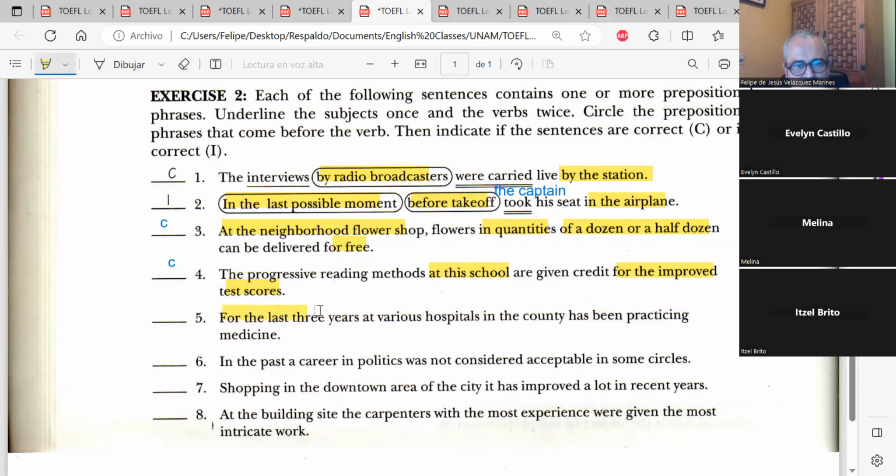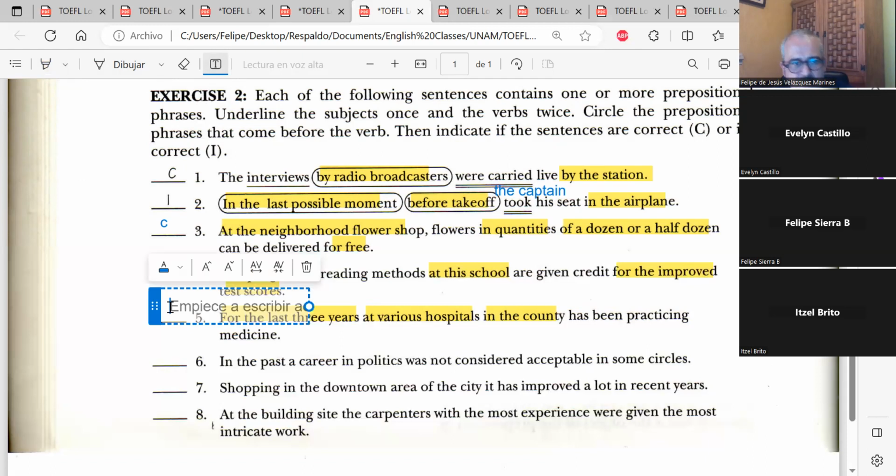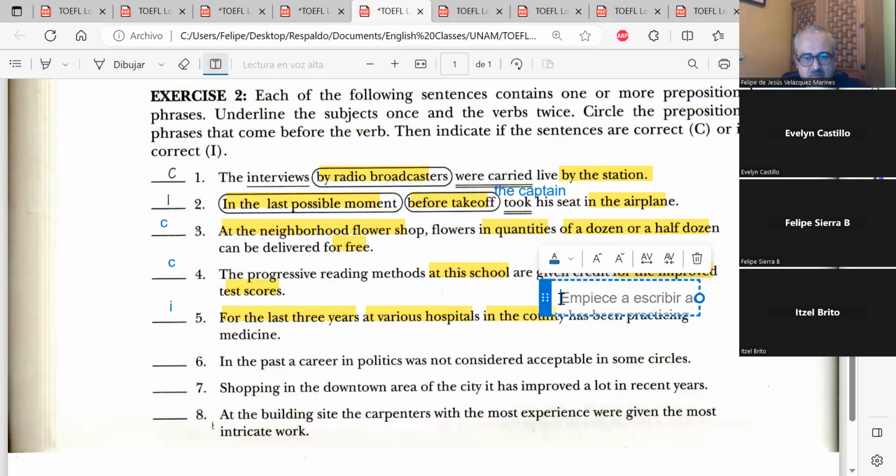Prepositional phrases: for the last 3 years, at various hospitals, in the county. Remember that I find a preposition and what it connects. Do you have a complete sentence? No. What do you need? Correct or incorrect? Subject. It's incorrect. We need the subject. Who has been practicing medicine? Yes. We say somebody has been practicing medicine. Okay, Felipe, the next one.